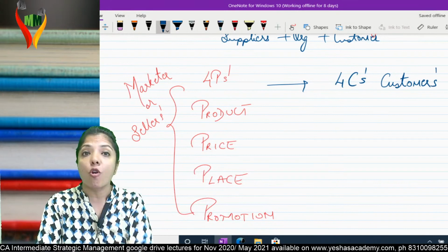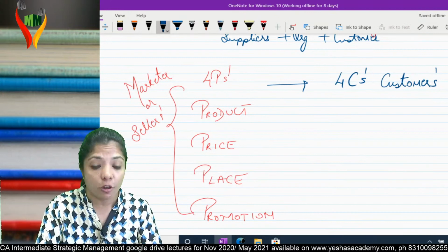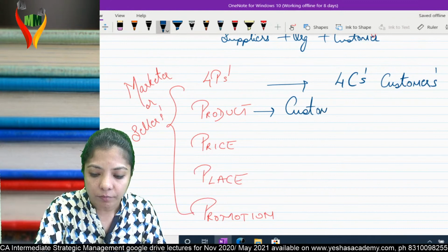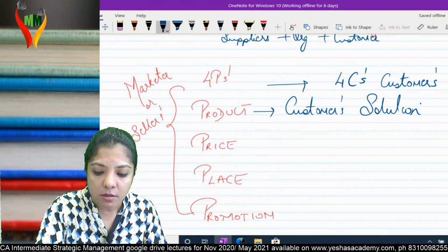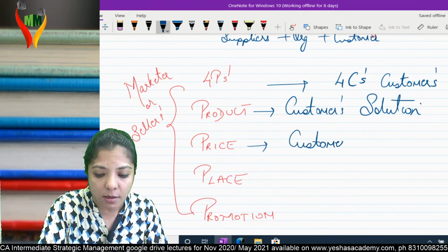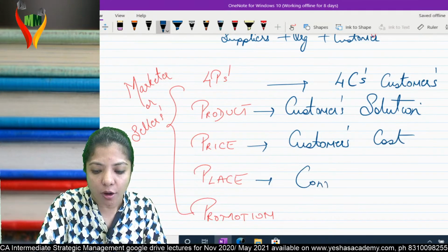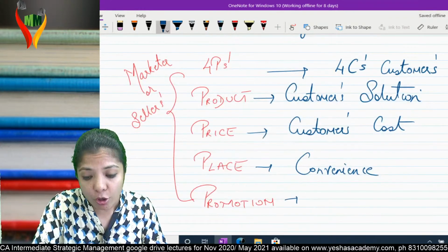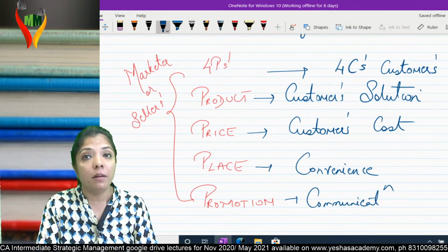So now product becomes what? Customer's solution. Price, for you it is price, for the customer it is cost. Customer's cost. Place is convenience for the customer, and promotion is communication for the customer. Am I clear?